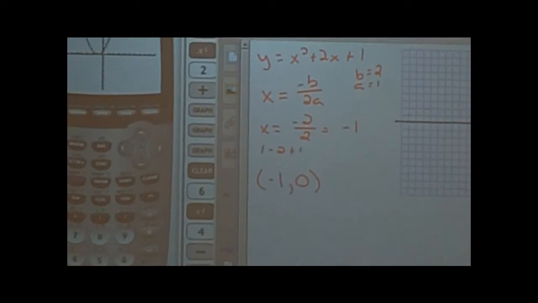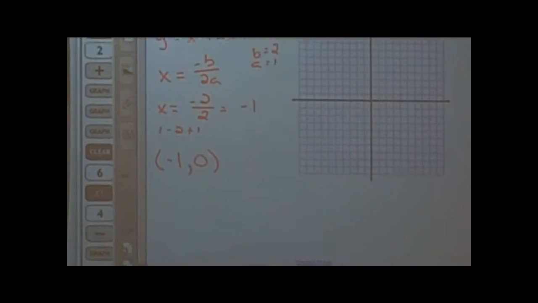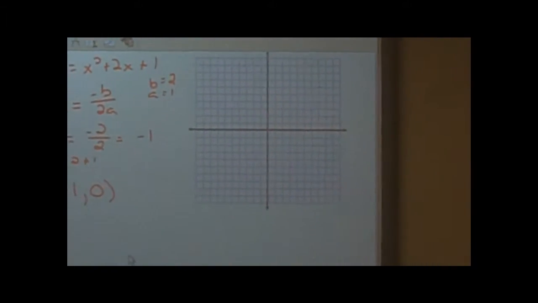Now, will it always be the same as your intercept? No, it was just coincidence. Okay, now let's look at a graph here first of all.